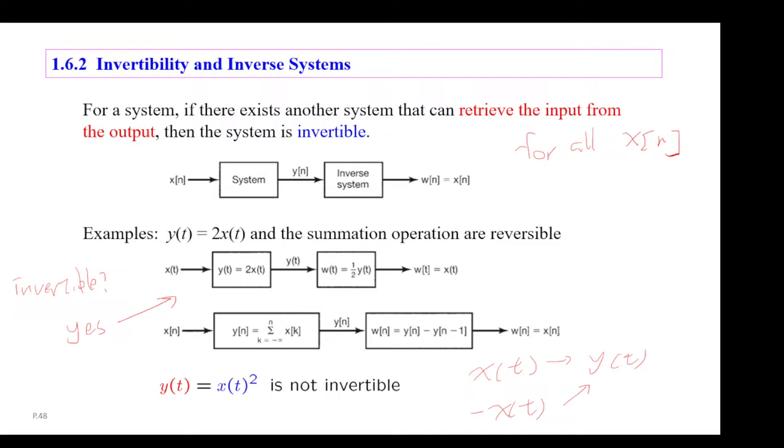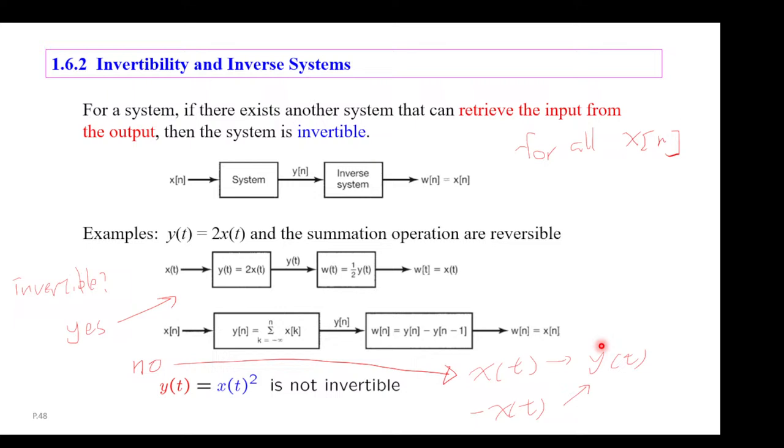Anyway, if yes, you want to find the inverse system, and if no, then you need to prove that it's no. A good way to prove it's no is to show that you have two different inputs that give you the same output. This is one way, and you can think of more. But if two inputs give you the same output, then obviously it's not invertible because you don't know which one to invert into.